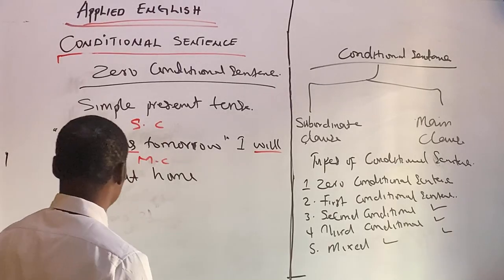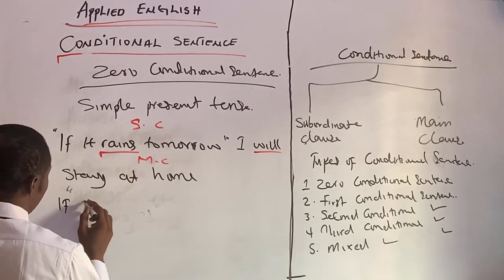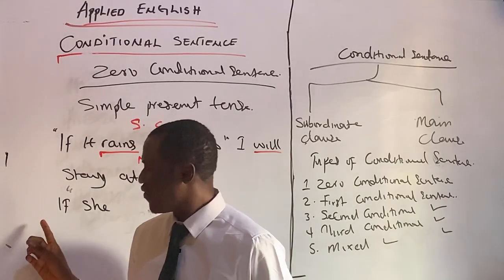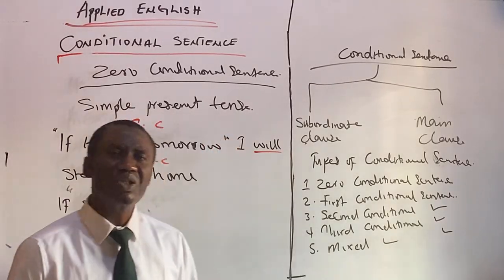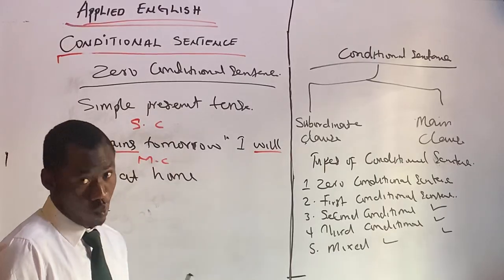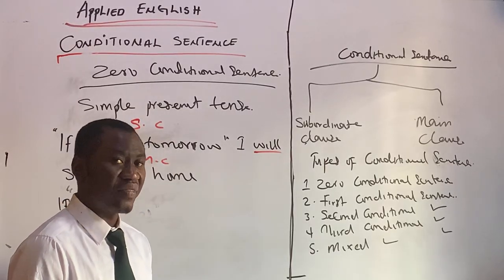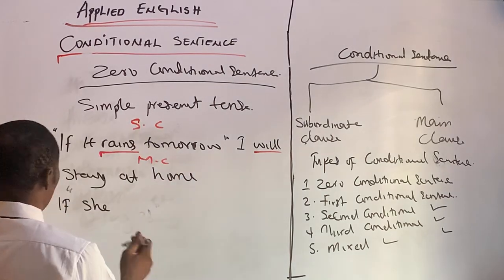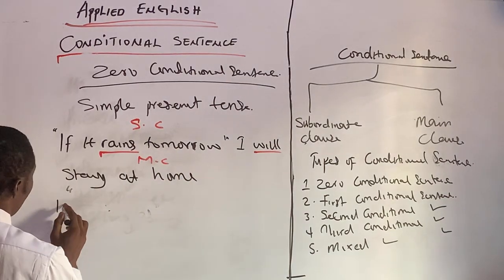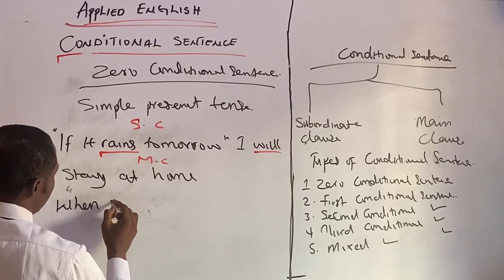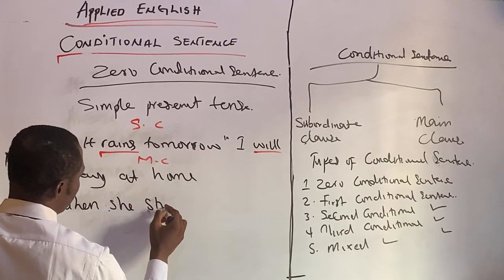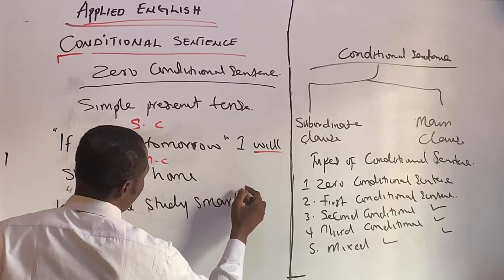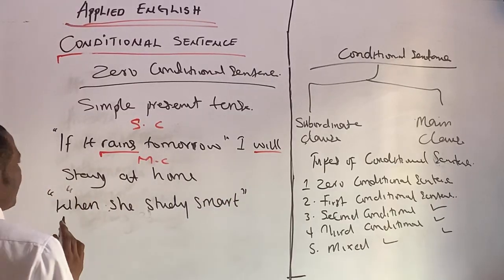I have a question for you. Recall that the word if is used. You can also use the word when in that sentence, in the subordinate clause. Let's use the word when. When she studies smart. When she studies smart. This is the first clause.